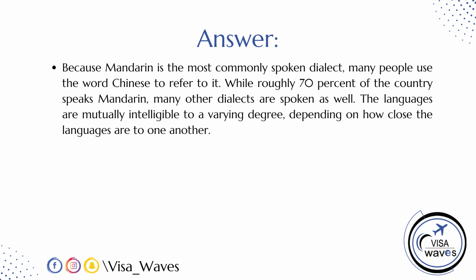Because Mandarin is the most commonly spoken dialect, many people use the word Chinese to refer to it. While roughly 70% of the country speaks Mandarin, many other dialects are spoken as well. The languages are mutually intelligible to a varying degree, depending on how close the languages are to one another.